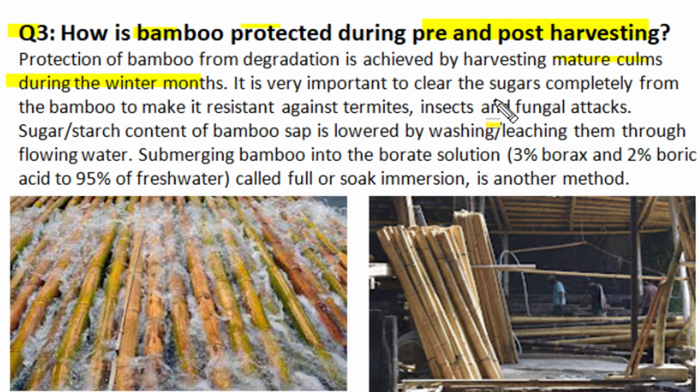It is very important to clear all sugar content from the bamboo to make it resistant against termites, insects or fungal attacks. Sugar or starch content of bamboo sap is lowered by washing or leaching them through flowing water, or by submerging bamboo into a borate solution, that is 3% borax and 2% boric acid in 95% fresh water, called full shock immersion, which is another very reliable method to remove sugar and starch content from bamboo.